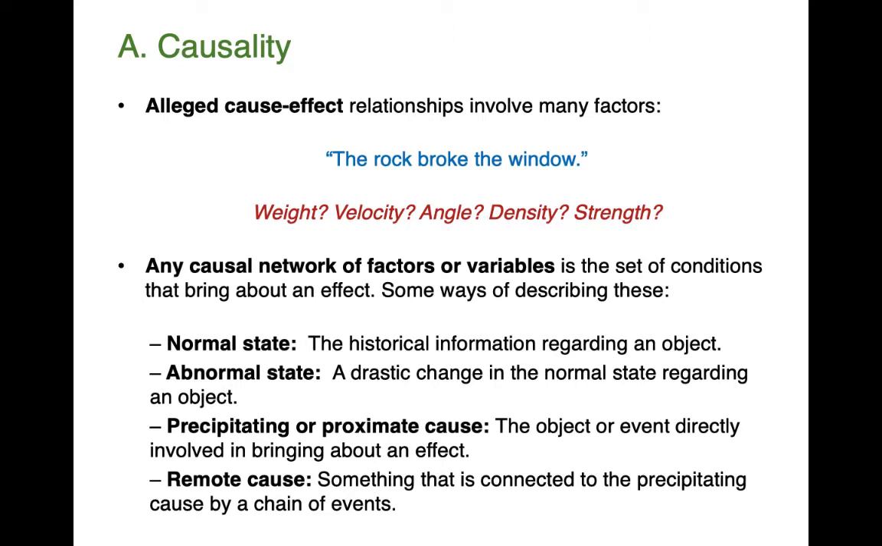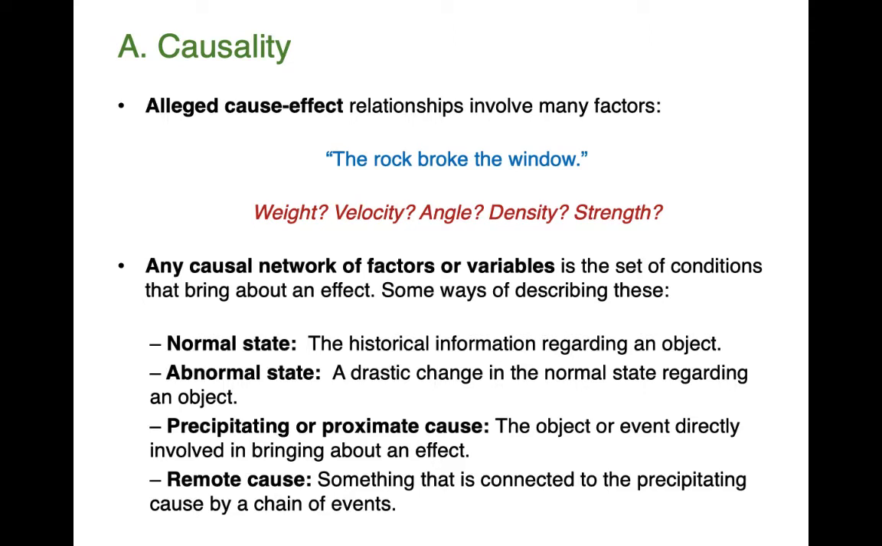Any causal network of factors or variables is that set of conditions that bring about an effect. Some ways of describing these you'll come across in the literature. There's the normal state, that's the historical information regarding an object. So the rock remains at rest unless something moves it. The window remains intact unless something breaks it. Abnormal state, that's a drastic change in the normal state regarding an object, the window now being broken by the rock.